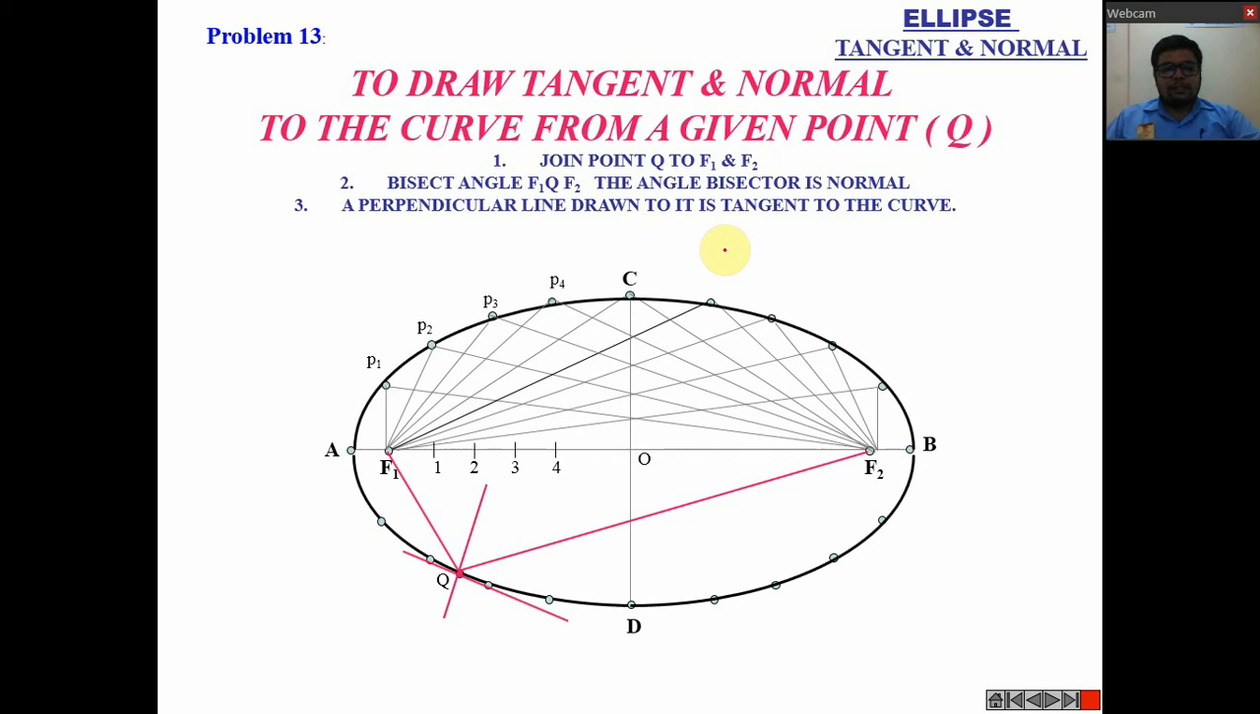So to draw the tangent line, you have to adjust your ruler so that you can get the tangent line. But without any adjustment, if you want to get this one, the perfect line, then after joining QF1 and QF2, you have to find out this angle, this one, and the normal which we have drawn here, it will be the bisector. Bisector means it will divide this angle into two equal parts.